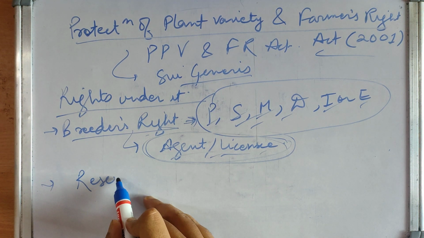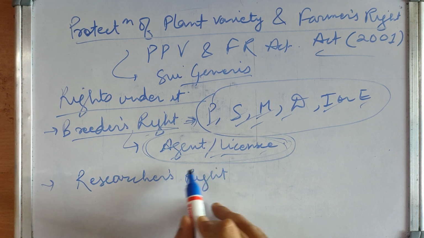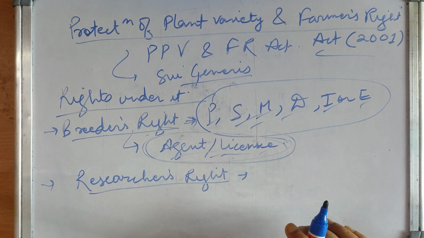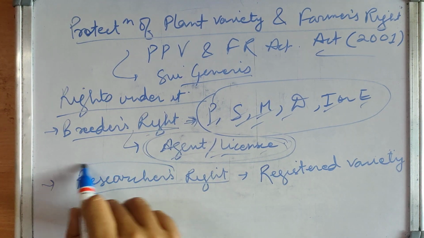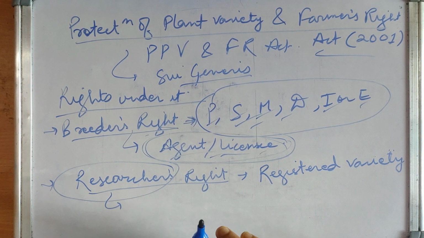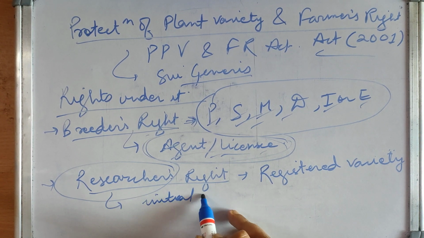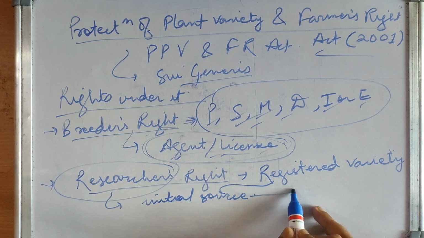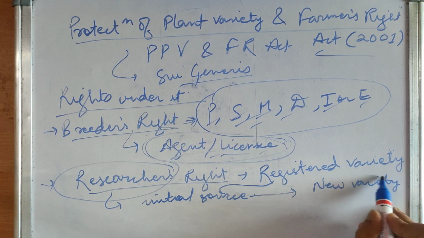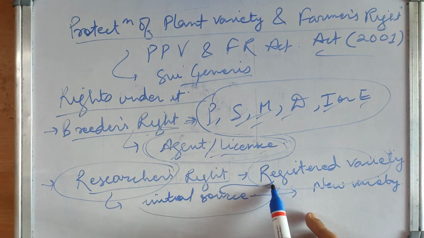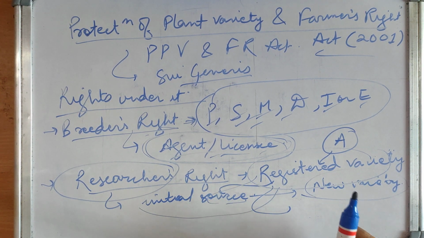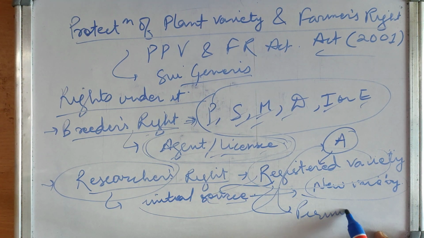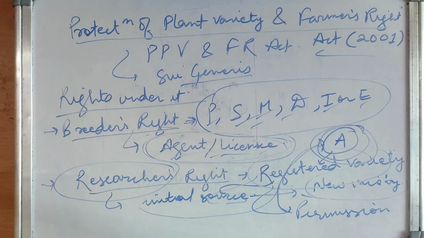Second is researchers' right. They can use a registered variety under the Act for conducting research and experiments. This includes use of the variety as an initial source for the purpose of developing another variety. But if you want to do repeated use of this registered variety, then you need the prior permission of the registered breeder. Suppose you want to use a breeder's variety to produce a new variety, you can use it, but for repeated use you would need the permission of the registered breeder.